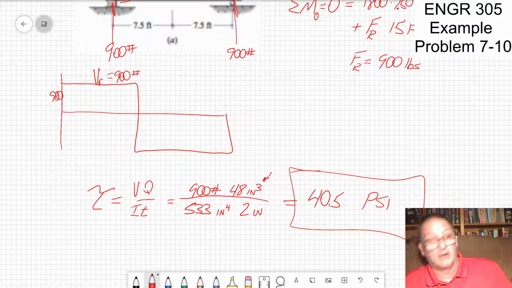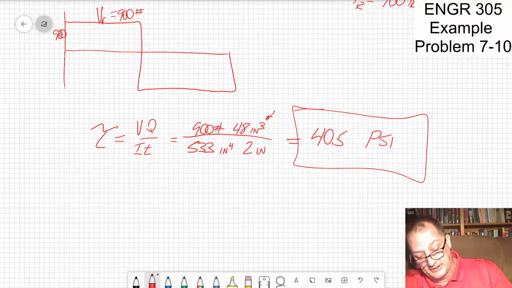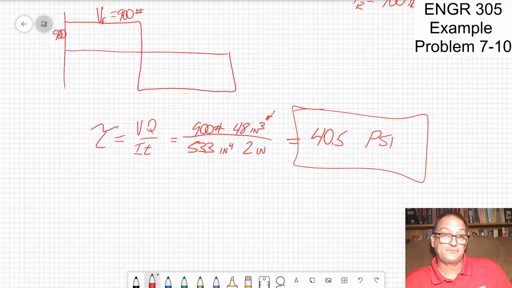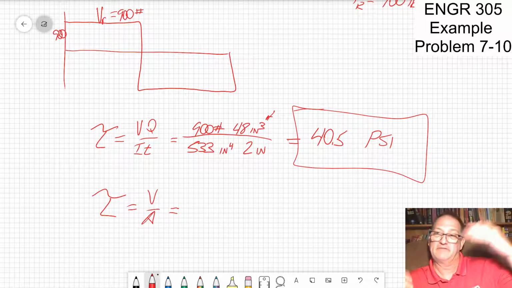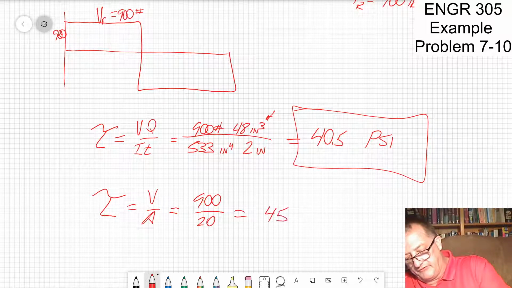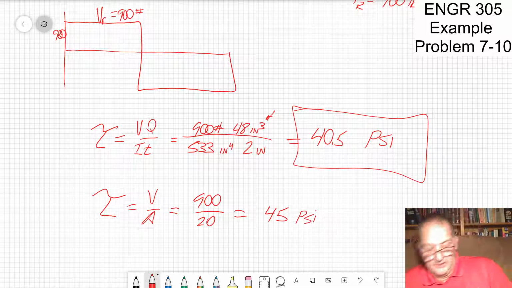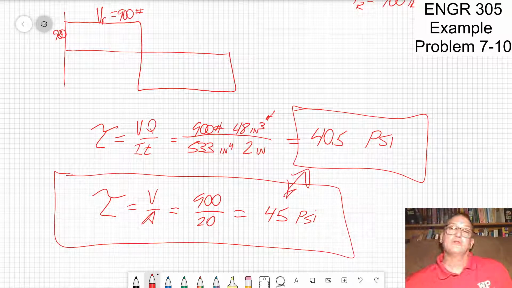But now, another way to look at that problem would be to go back to, is it an I-beam? Yeah, let's see what happens if we plug in tau is equal to V over A. It's not really an I-beam. It doesn't have top and bottom. But my load would be 900, and my area would be 20, and that's going to give me 45 PSI. Now, you have to make the call. Are those the same or are those different?